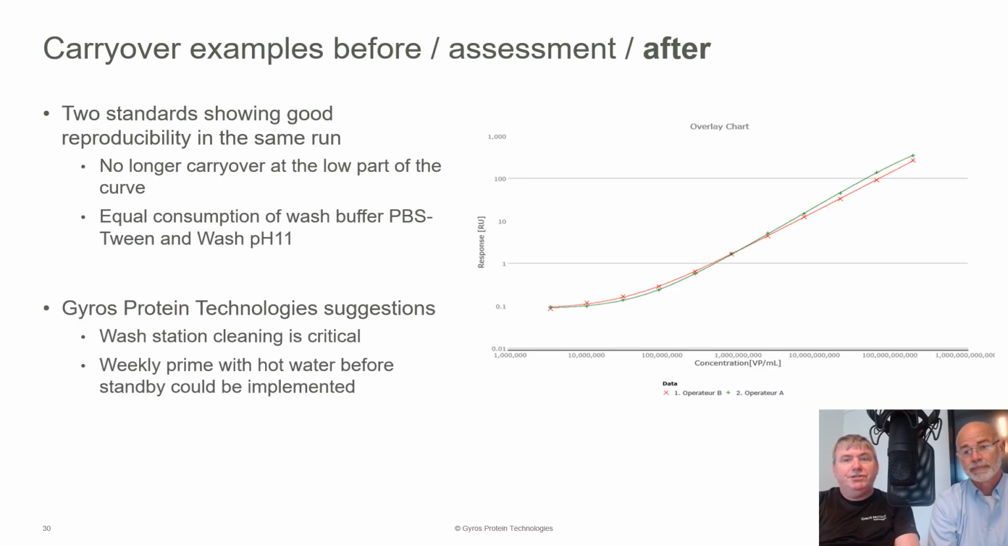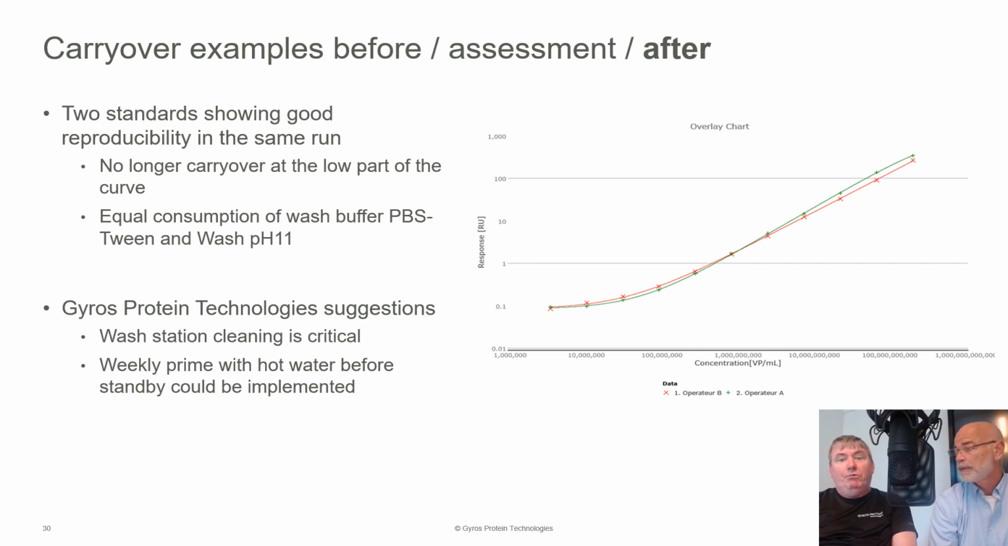So the wash station maintenance in this case actually showed an improvement in the assay, and now the two standard curves are showing good reproducibility in the same run. There's no evidence of any carryover, particularly at the low part of the curve. And we now see equal consumption of wash buffer. Obviously the blockage in the wash station was effectively using less solution, and it's a way of diagnosing this type of issue.